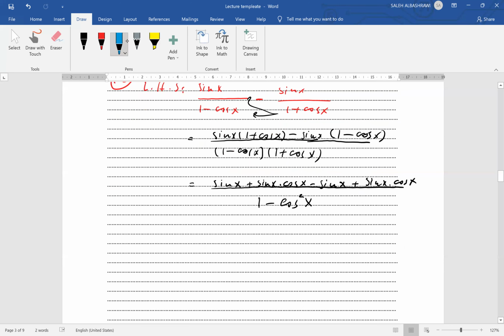For the numerator, I can cancel sine x with minus sine x, and combine sine x cosine x with sine x cosine x, which will give me 2 sine x cosine x. That would be 2 sine x cosine x divided by 1 minus cosine square. 1 minus cosine square is equal to sine square using the identity sine square plus cosine square equal to 1, or 1 minus cosine square equal to sine square.